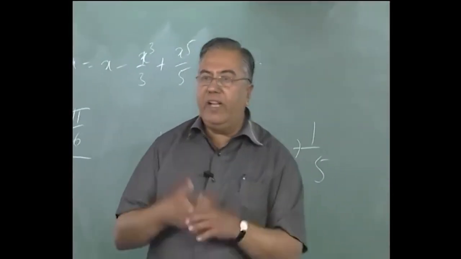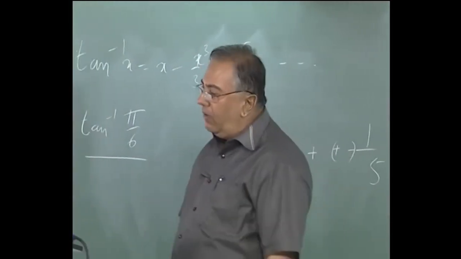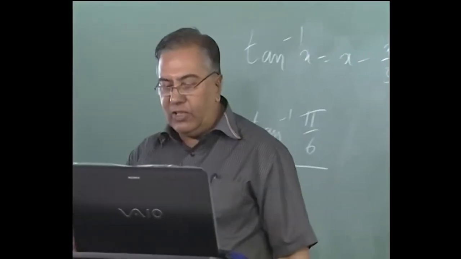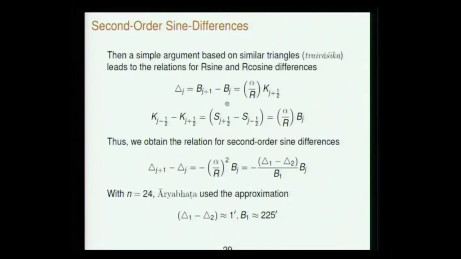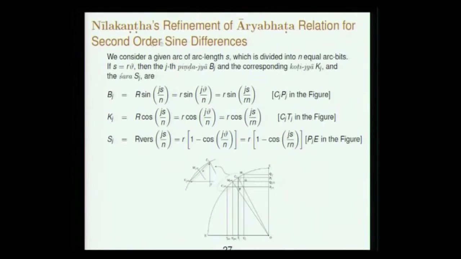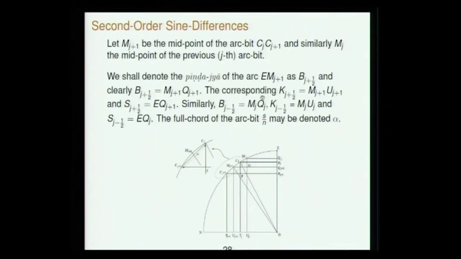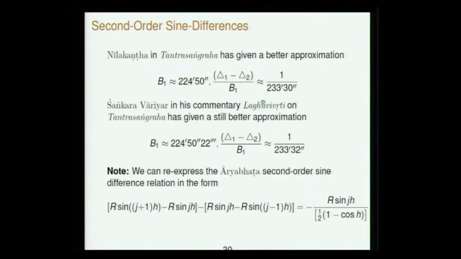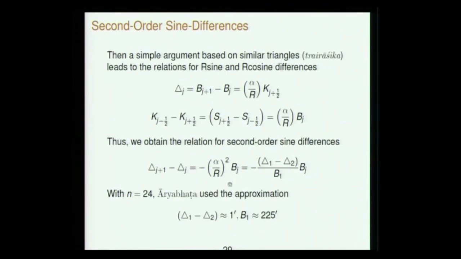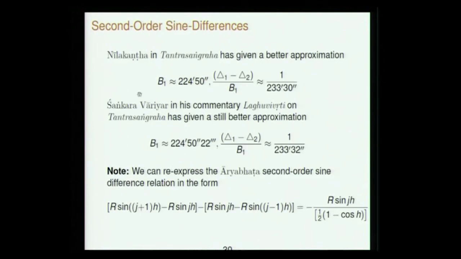This is the difference method that Aryabhatta gave. Only Nilakantha has given you a better approximation. He has refined Aryabhatta's relation for the second order sine difference. He derived it in Aryabhatiya Bhashya. He derived the exact form of it, but it is understood that Aryabhatta himself had it somewhat along these lines only, and he improved upon Aryabhatta's.